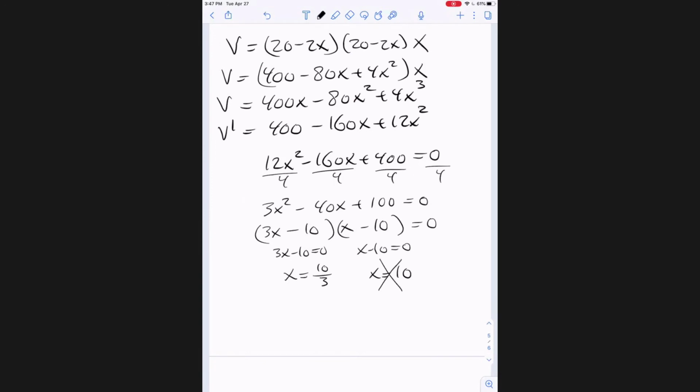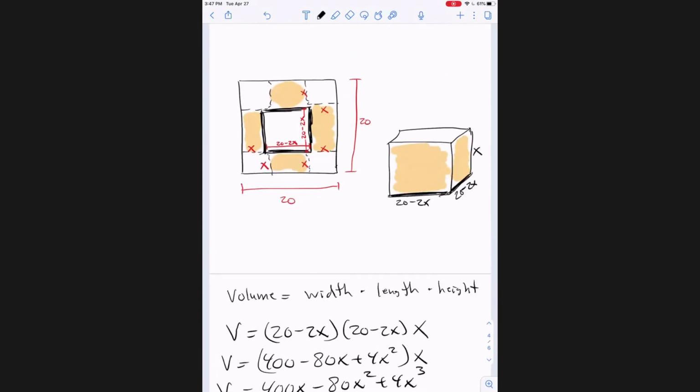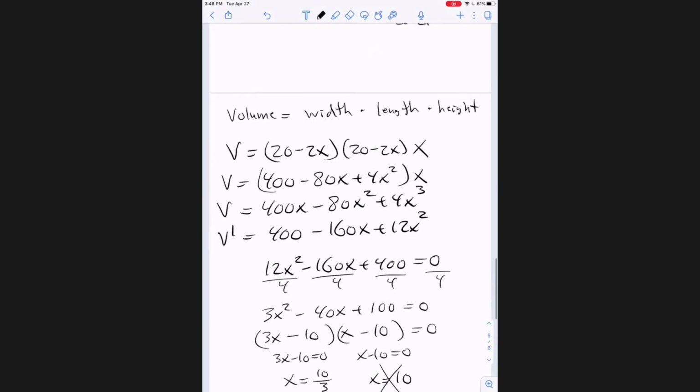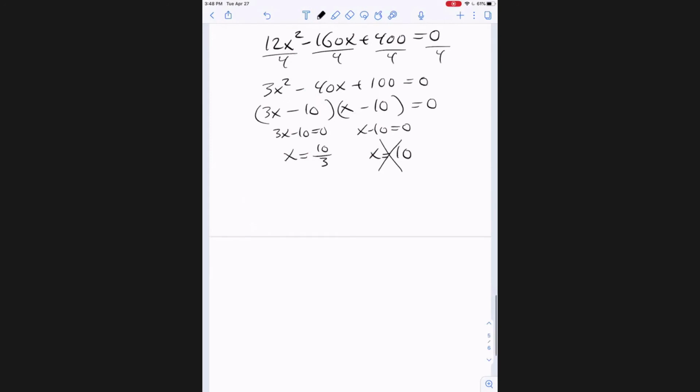So how about 10/3? Well, that's 3 1/3. That looks more reasonable: cut 3 1/3 inches from this side and 3 1/3 inches from this side, and you'll have plenty left for the base. You can also do the second derivative test to see that it's going to be concave down, and it'll give you a max. So the x should be 10/3. Now, what is the width and the length? Well, that's 20 minus 2x. So 20 minus 2 times 10/3 would be 20 minus 20 over 3. So you've got 60 over 3 minus 20 over 3, which would be 40 over 3.